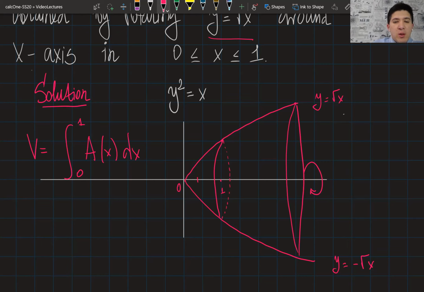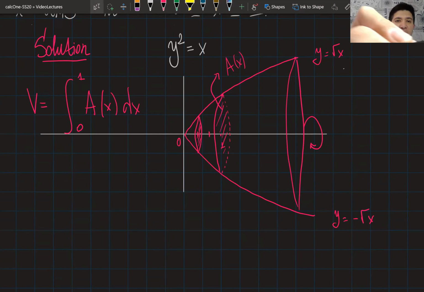No matter what point we choose on the x-axis, this function should give us the area, right? So this area or that area and so on. This should be A of x, and it should depend on x. Depending on which point I'm choosing on the x-axis, the area is different. Since I obtained the solid by rotating a curve around the x-axis, the slice is going to be a circle, and the area of a circle is the radius squared multiplied by pi.